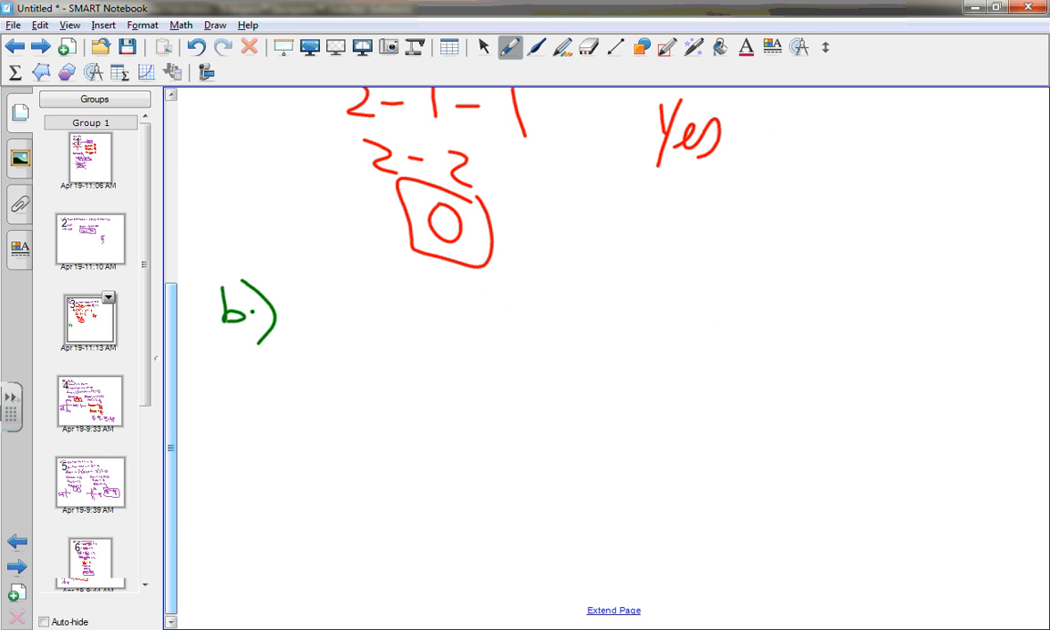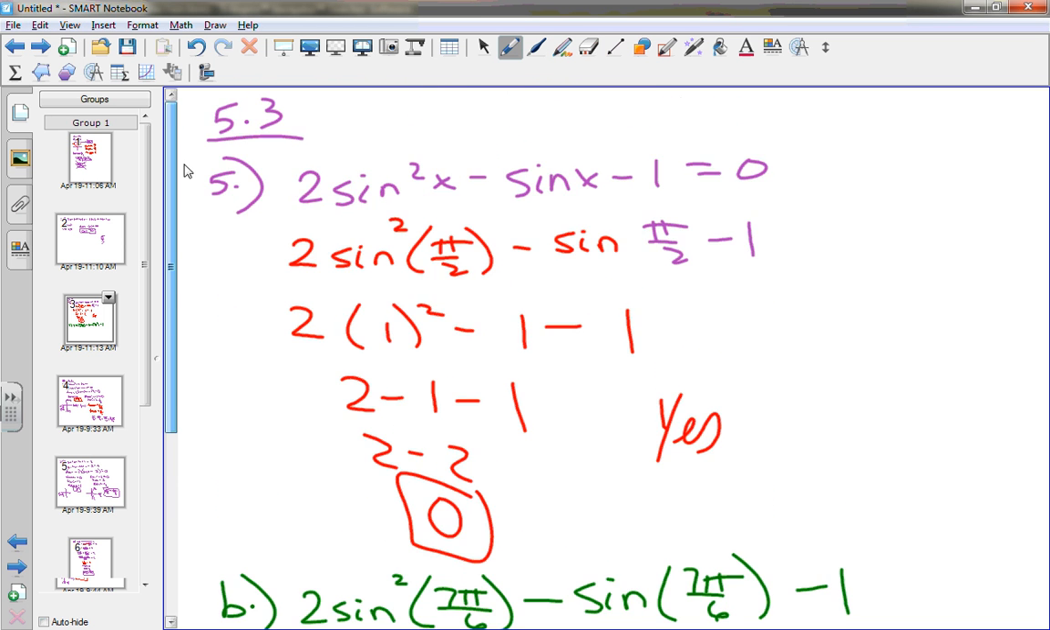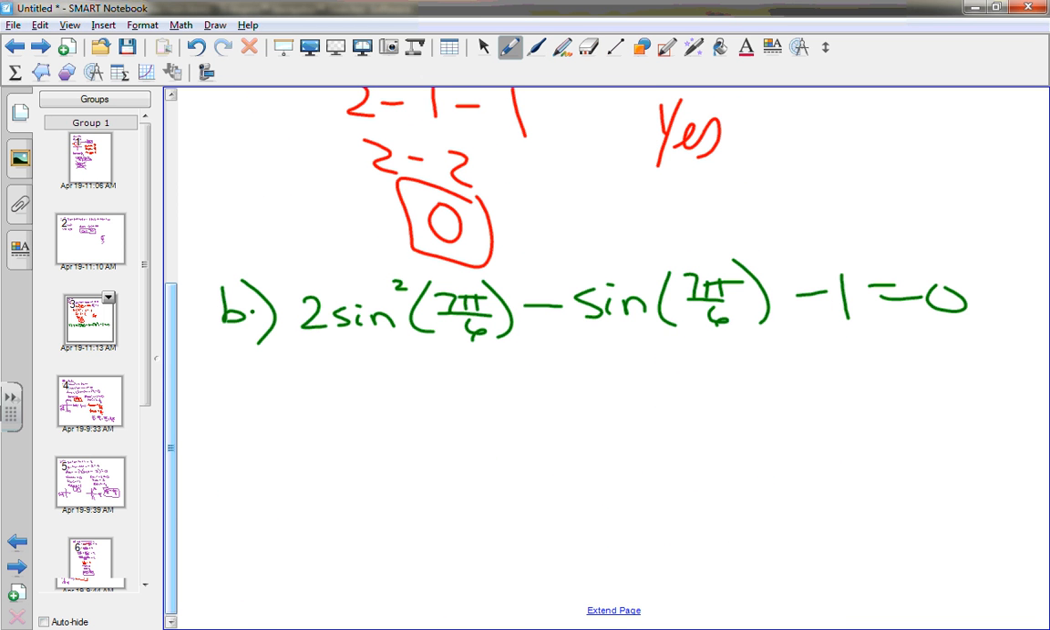Part B was 7 pi over 6. So that's 2 times the sine squared of 7 pi over 6 minus the sine of 7 pi over 6 is equal to 0. So what is the sine of 7 pi over 6?